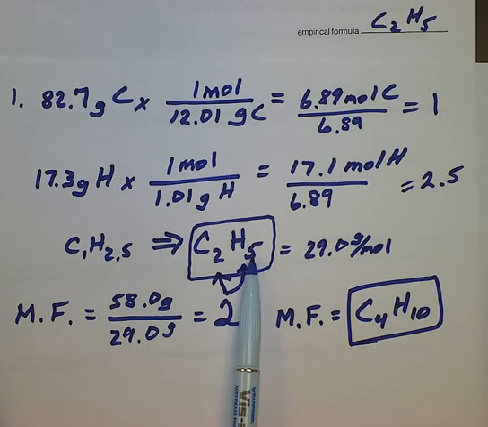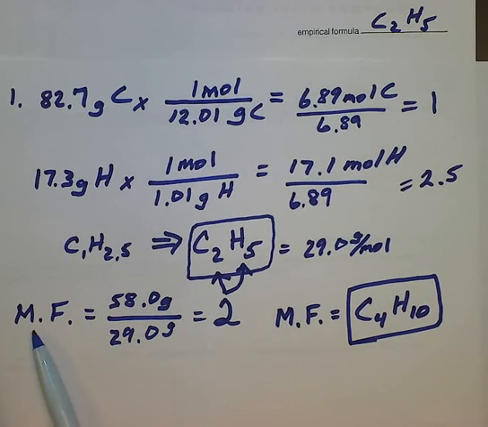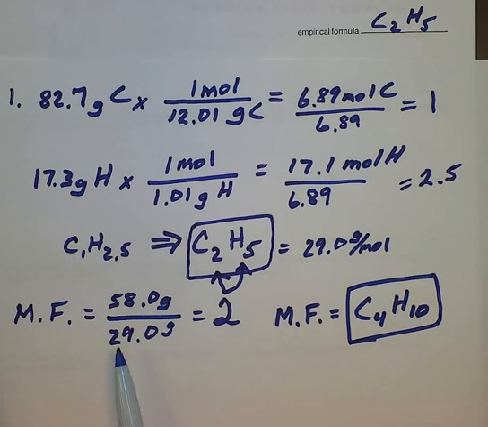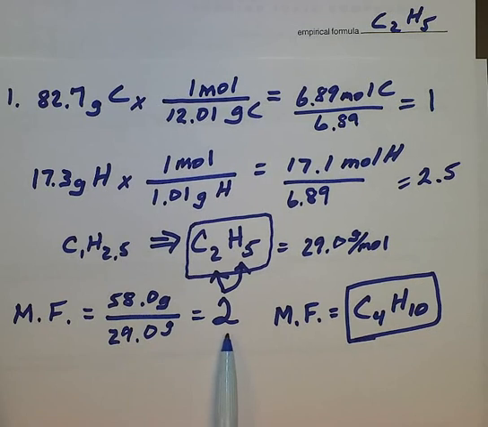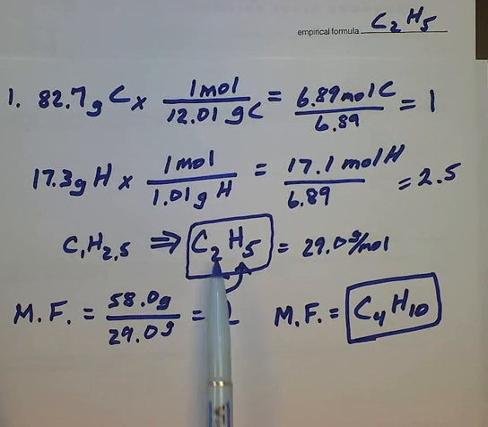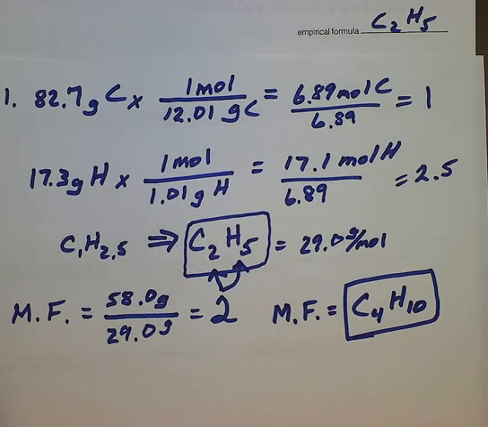However, because we have a 0.5, we just had to multiply those through by 2 to get our C2H5, our simplest subscripts. Then in order to find the molecular formula, we took the given molar mass, which was 58, and divided it by the molar mass of the empirical formula. That resulting quotient, then we took and we multiplied by the subscripts to get our molecular formula. The math is simple, but the steps do take some practice.